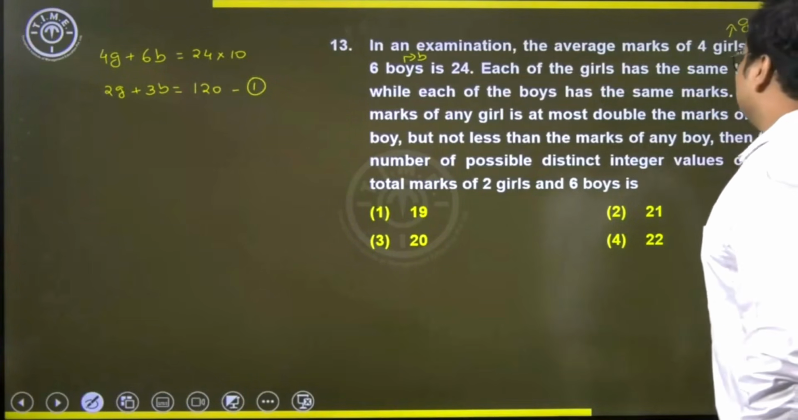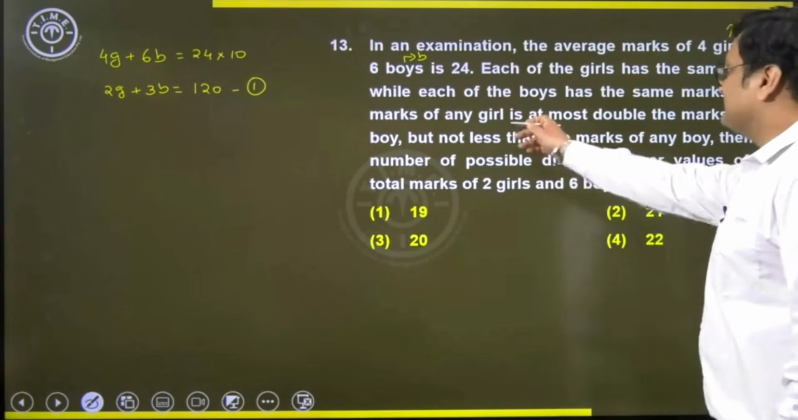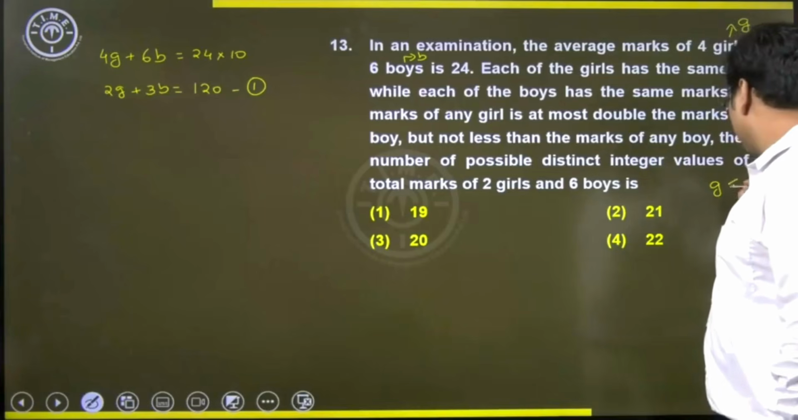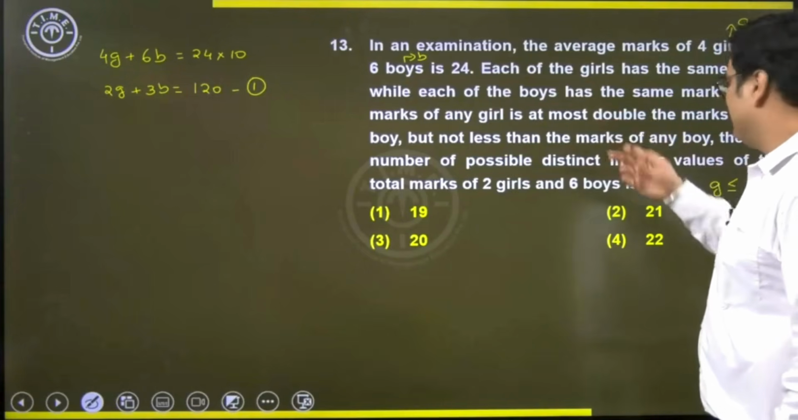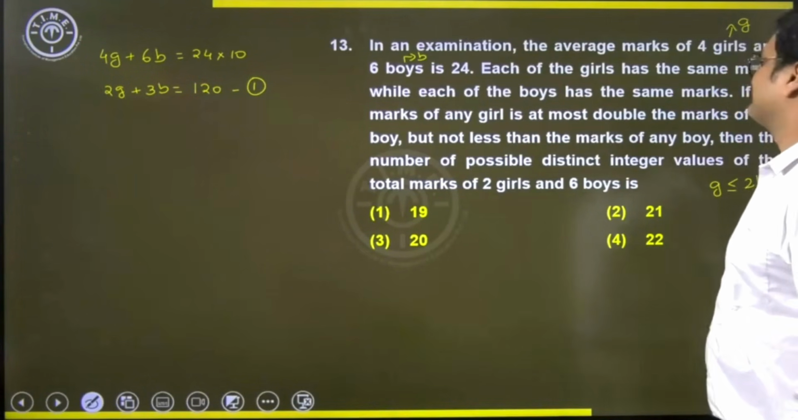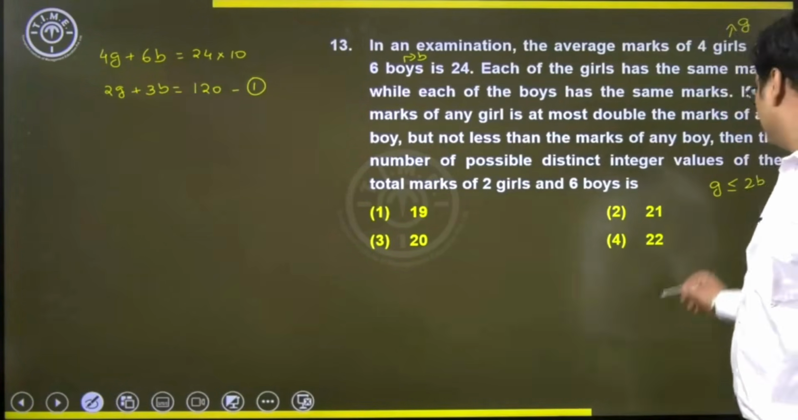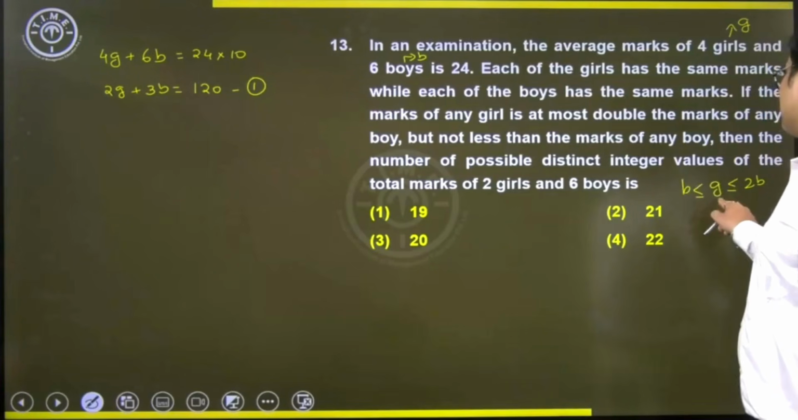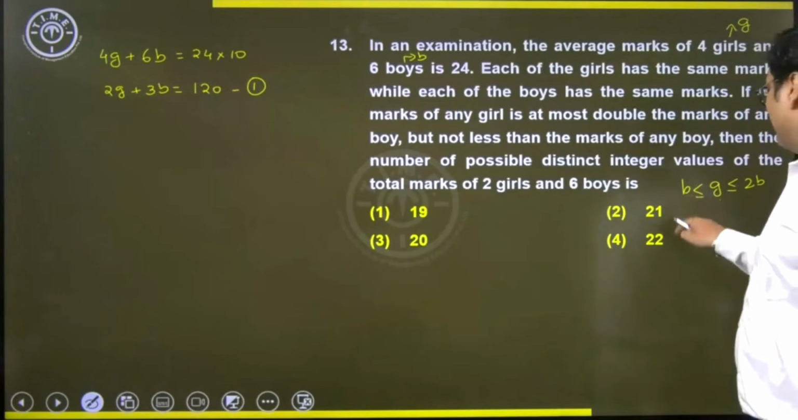If the marks of any girl is at most double the marks of any boy, any girl is G, at most means less than or equal to double the number of marks of any boy. We have taken any boy as B, so double of that will be 2B. But not less than, which means greater than or equal to. So, G is greater than or equal to the marks of any boy. That means the marks of each girl will lie in a range. The range is determined by value of B. So, minima is B to maxima of 2B.